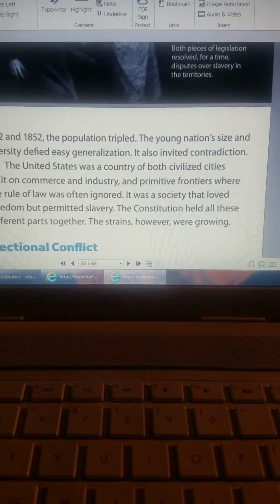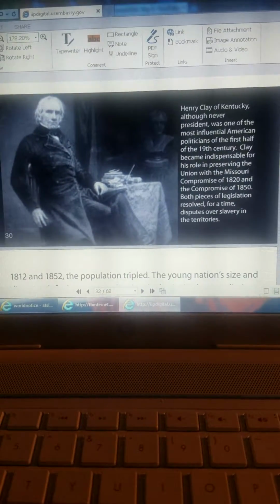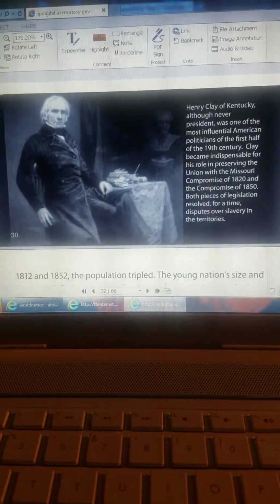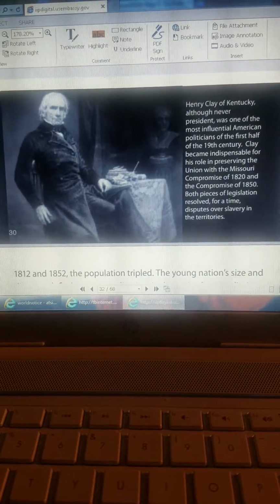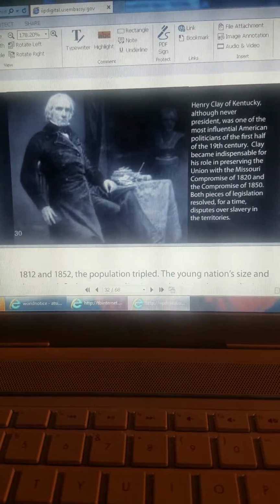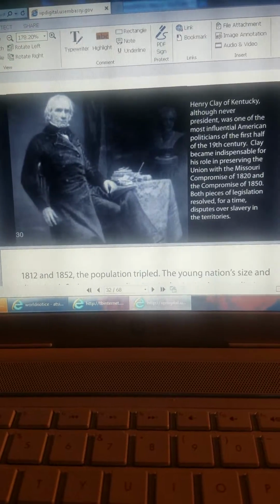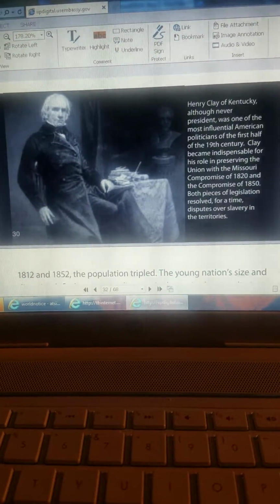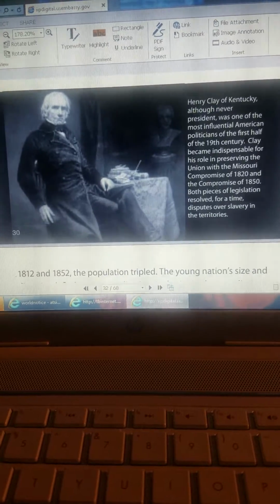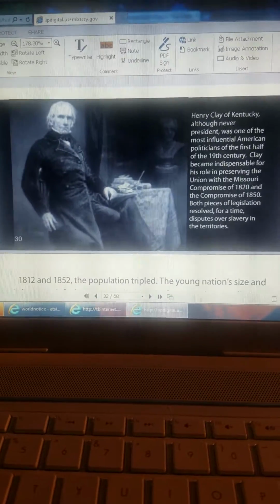And this is a picture of Henry Clay of Kentucky. Although never president, he was one of the most influential American politicians of the first half of the 19th century. Clay became indispensable for his role in preserving the Union with the Missouri Compromise of 1820 and the Compromise of 1850. Both pieces of legislation resolved for a time disputes over slavery in the territories.